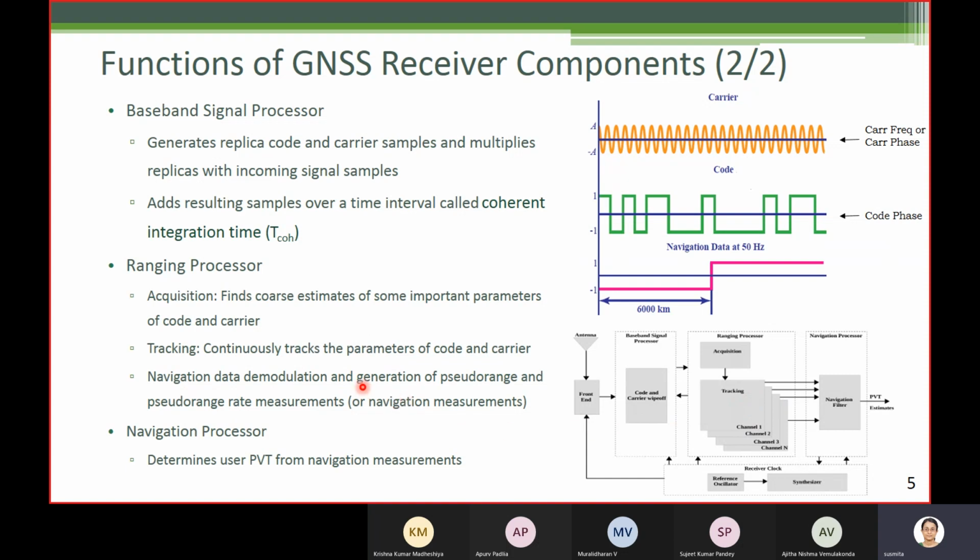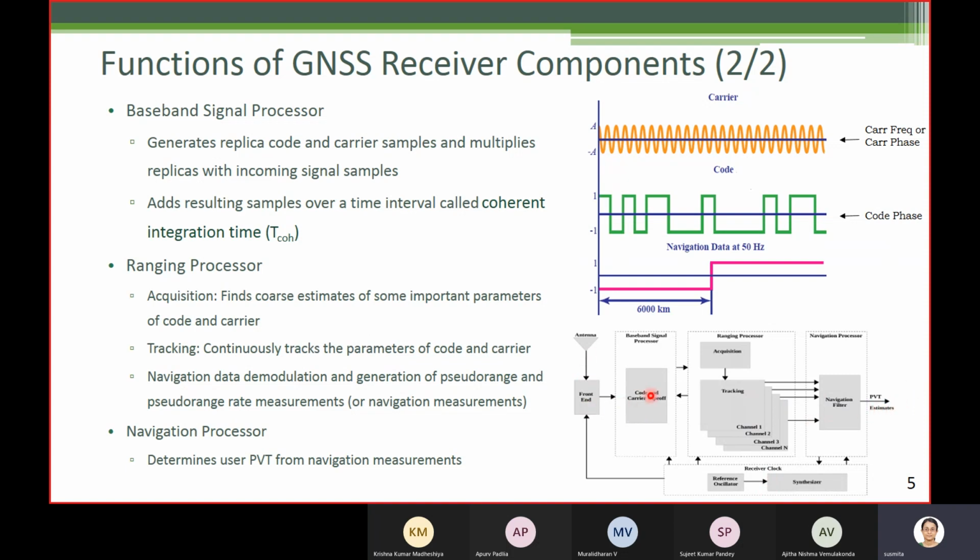So this navigation data and the measurements, they are called navigation measurements, are fed to the final stage, which is the navigation processor. The navigation processor employs a filter. Generally, it is the weighted least squares filter or the extended Kalman filter, and the filter operates on the navigation measurements and finally gives the user position estimate, velocity estimate, and the receiver clock error from the GNSS system.